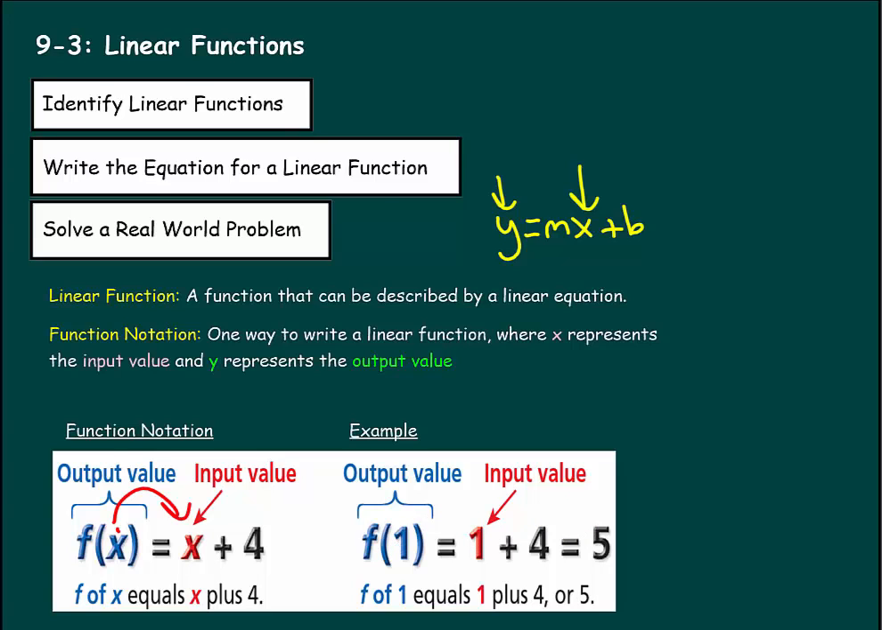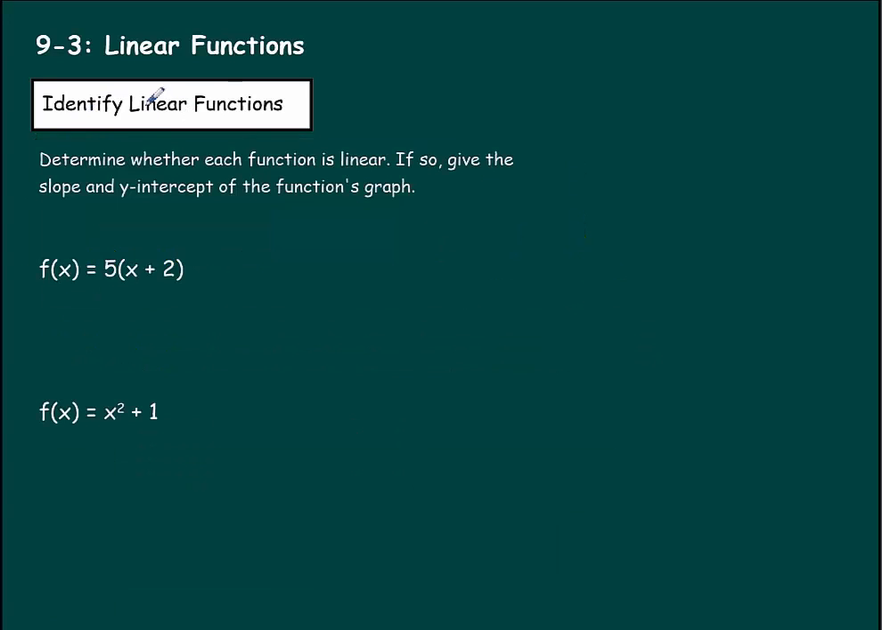Let's try a couple examples. First, we're going to identify whether functions are linear. It says determine whether each function is linear. If so, give the slope and y-intercept of the function's graph. For this one, we're not quite complete yet. It looks like we have to do some distributive property. So we have to distribute this 5 to the x and the 2.